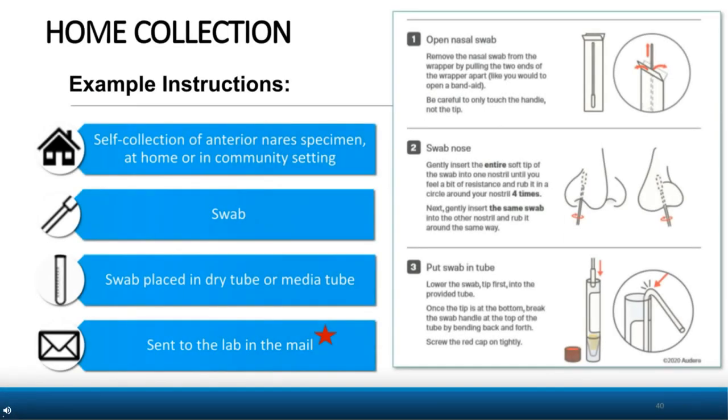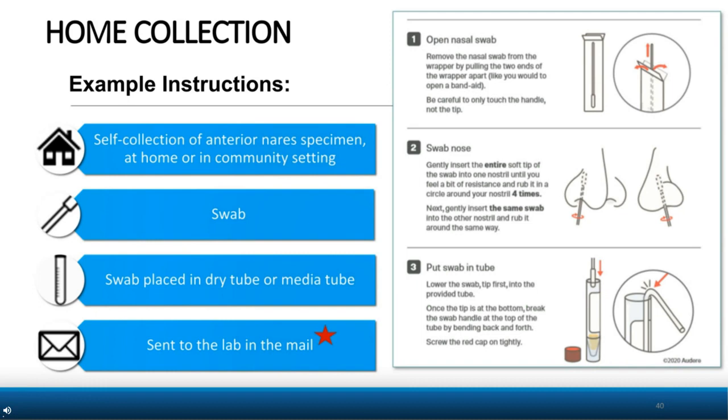So one of the last objectives we're going to talk about is home collection. Home collection has been around for many months now. There are several home collection kits that do have emergency use authorization from the FDA, and they come with some general outlines of how to collect a specimen. These are usually anterior nares specimens that are collected at home in our community setting. So again, they usually use a swab. The swab is either placed in a dry tube or a media tube and then is sent to the laboratory in the mail. And you'll notice I have a little red star there, and we'll talk about why that's important.